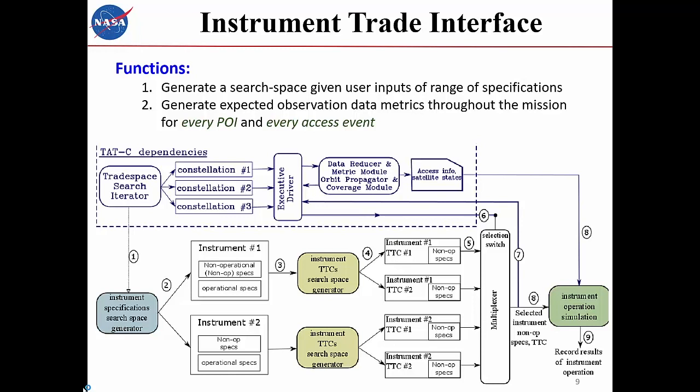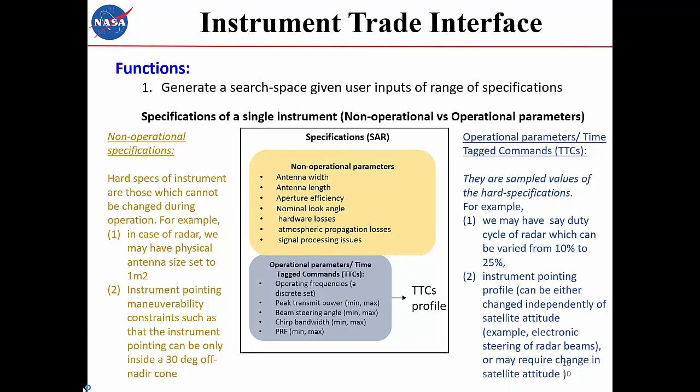The instrument trade space is generated in two parts. One is non-operational specs, and once the non-operational specs have been generated, then we have operational specs. And you have many different designs of instruments, each of whose performance is evaluated using an instrument operation simulation model. So in terms of the search space generation, non-operational specifications of an instrument are basically specs of the instrument that cannot be changed once it's been launched and flying. So you have to design it early on before launch.